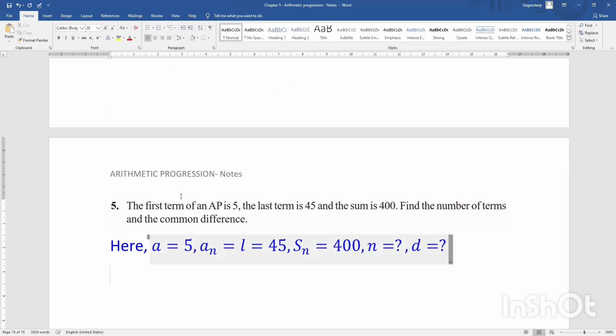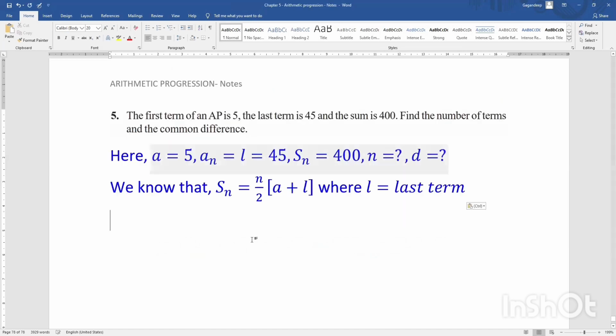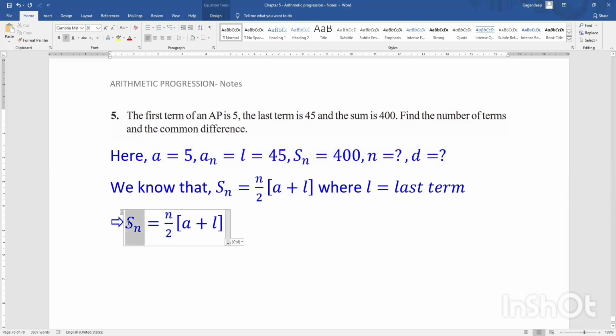So now I'm going to use the formula Sn is equal to n by 2 into a plus l, where l is the last term. So let us write that formula. Sn is equal to n by 2 into a plus l, where l is the last term. The next step, what I do is I take the same formula here. Okay, I show the substitution. So Sn, I take it as 400, equals to n by 2. A is how much? A we have 5. Last term is 45.